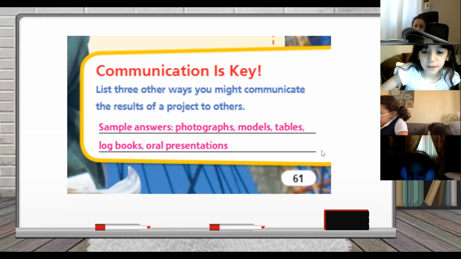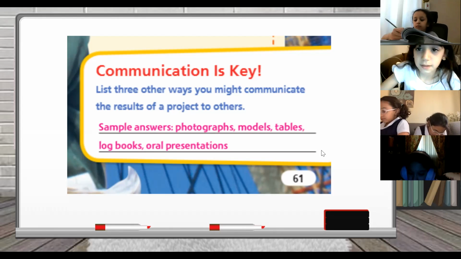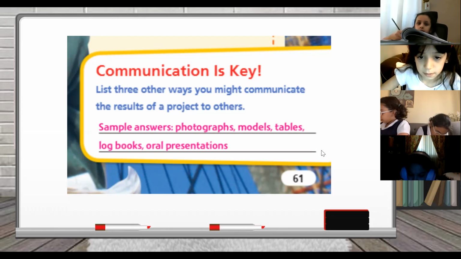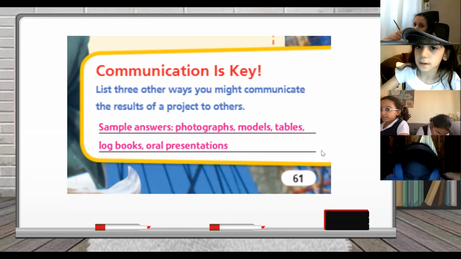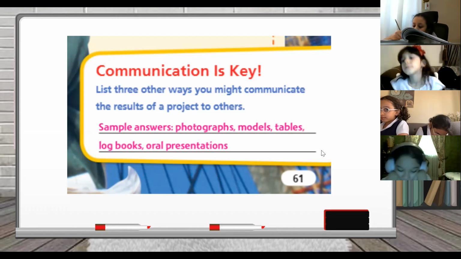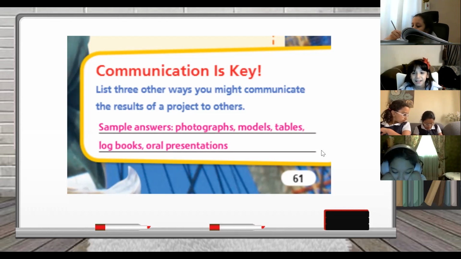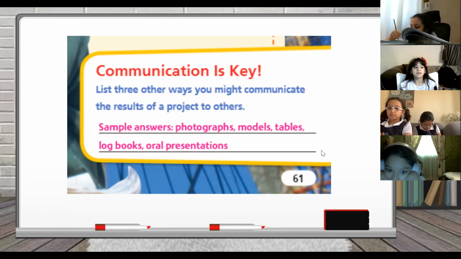See, they can send photographs, they can make models, they can make tables, logbooks, oral presentation. What do I mean by tables, guys? The table that we put something in. Yes, Lara, what do I mean by data table? Data table. Okay, Fatima, thank you, but I was asking Lara. Lara, what are data tables?